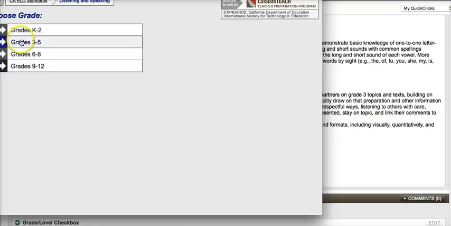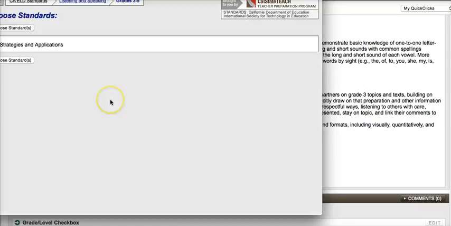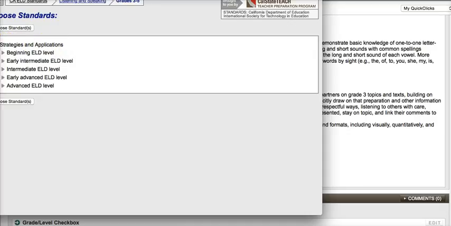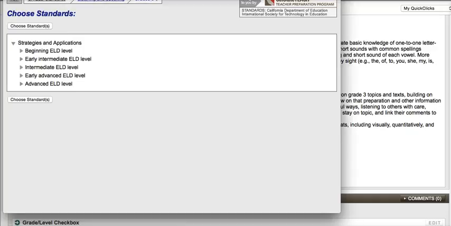So you go to your grade level here, and your grade level then says these are the strategies and applications. So again, this is the PSYOP and this is the SADAI. This is what the teacher does, and this is what the student is going to do. So what this says here is you now have levels of language, and we're going to pick an early intermediate student in the 3rd grade.